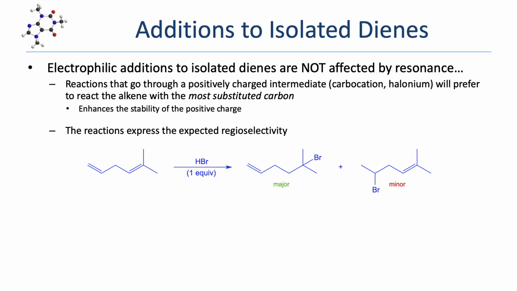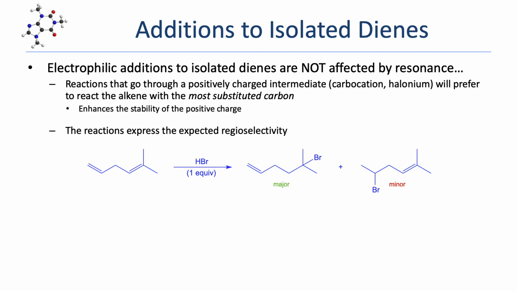The reaction types that we've seen that go through a positively charged intermediate, like a carbocation or a halonium ion, will prefer to react the alkene with the most substituted carbon. And be very careful with that phrase, because that is often not the same as the most highly substituted alkene. The reason for this selectivity is simply that the more substituted carbon will be able to stabilize the developing positive charge during the reaction.